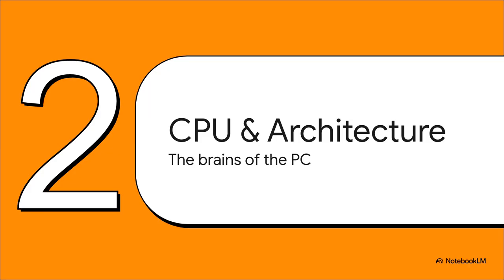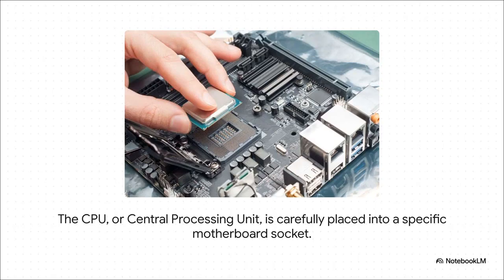Okay, motherboard's in place. Let's get to the next major step in our build. We're installing the CPU, the central processing unit. This little chip right here is the brain of the entire operation. It's where all the actual thinking gets done. So the CPU itself is this incredible piece of engineering that slots right into a very specific socket on the motherboard. But what's inside this chip?